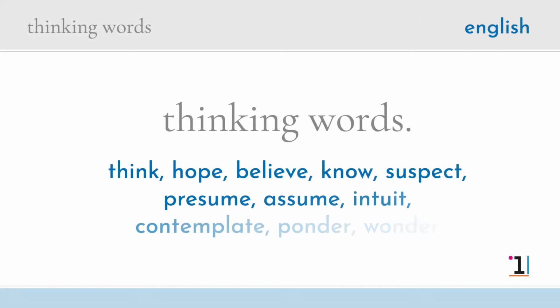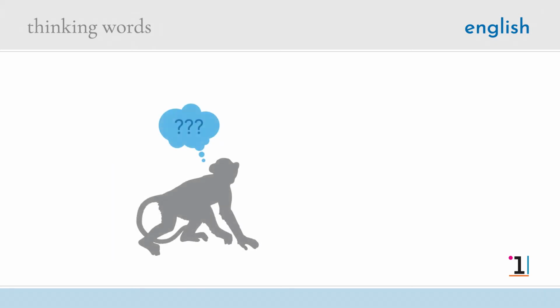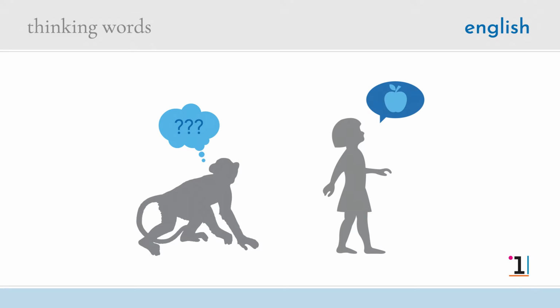This time we're talking about differences between common English words. What we'll look at are these words in particular that all have similar meanings. Think, hope, believe, know, suspect, presume, assume, intuit, contemplate, ponder, and wonder. They all refer to the act of thinking, so let's talk about think first.